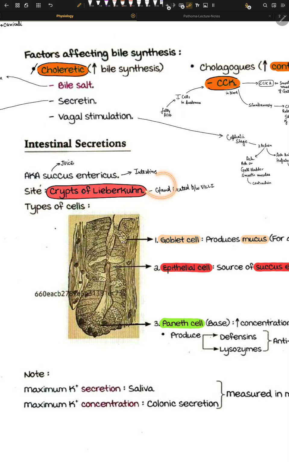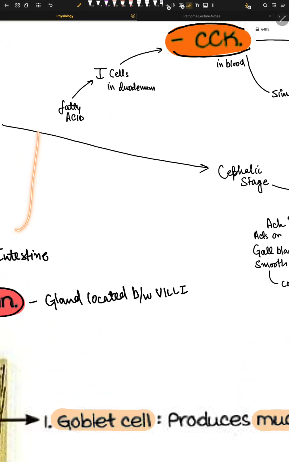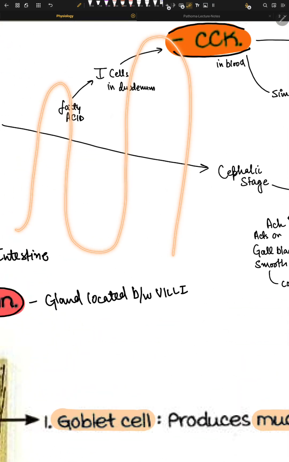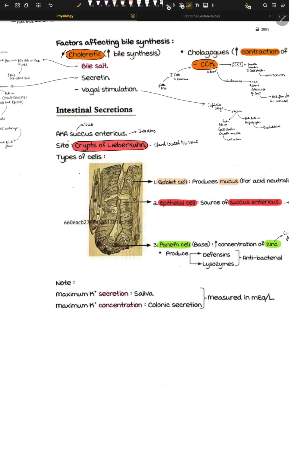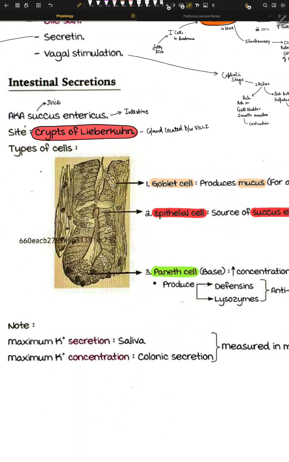Now, the gland is located between two villi. This is a crypt. Let me just draw it. This is one villus, this is the second villus, and this is my crypt of Lieberkühn. So in this crypt of Lieberkühn, we have three types of cells: goblet, epithelial, and Paneth.